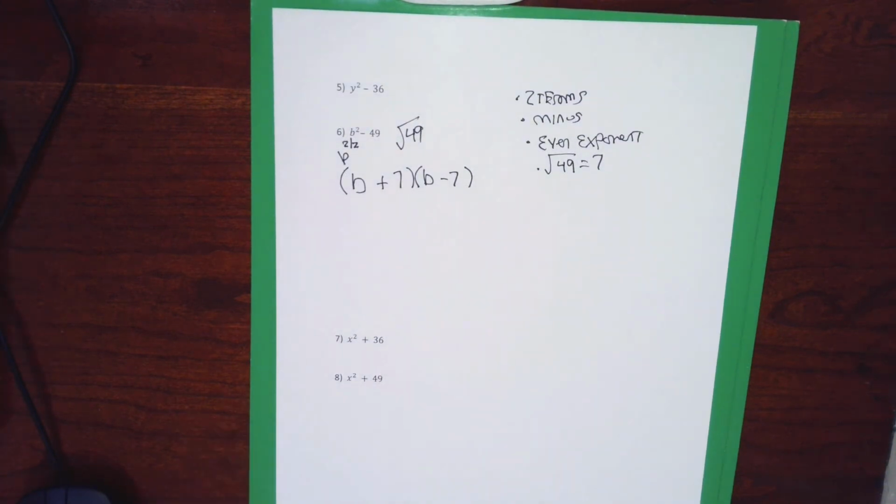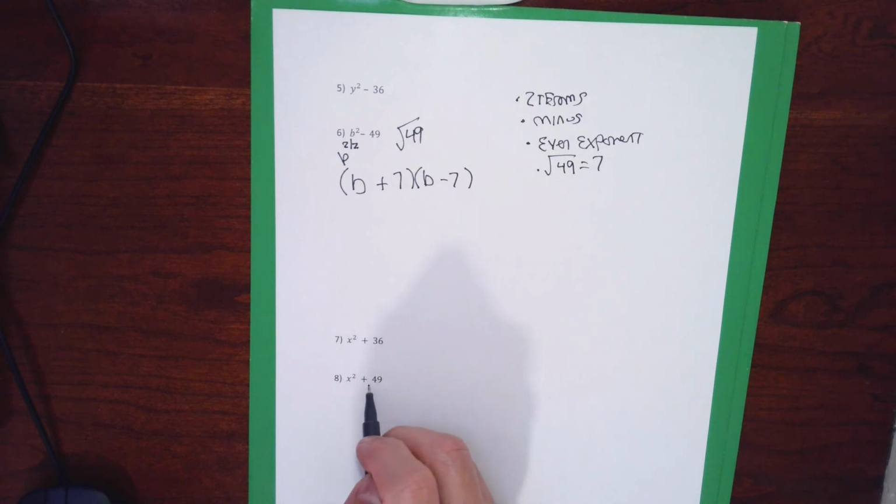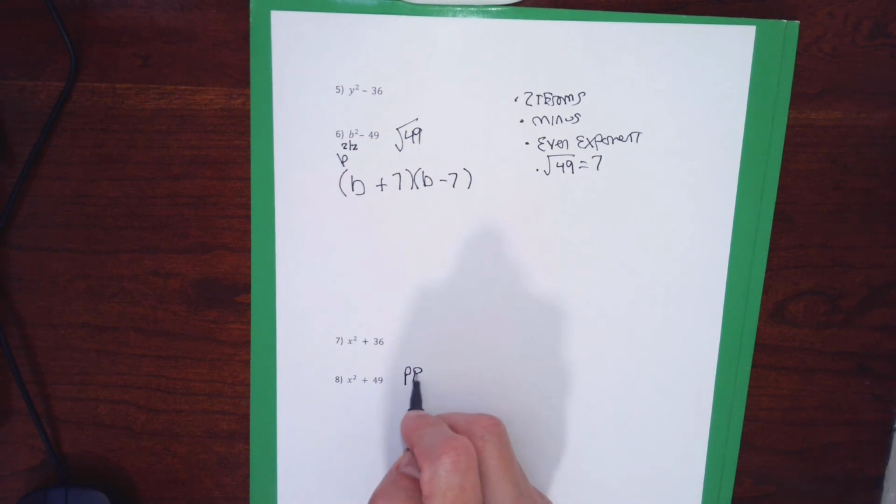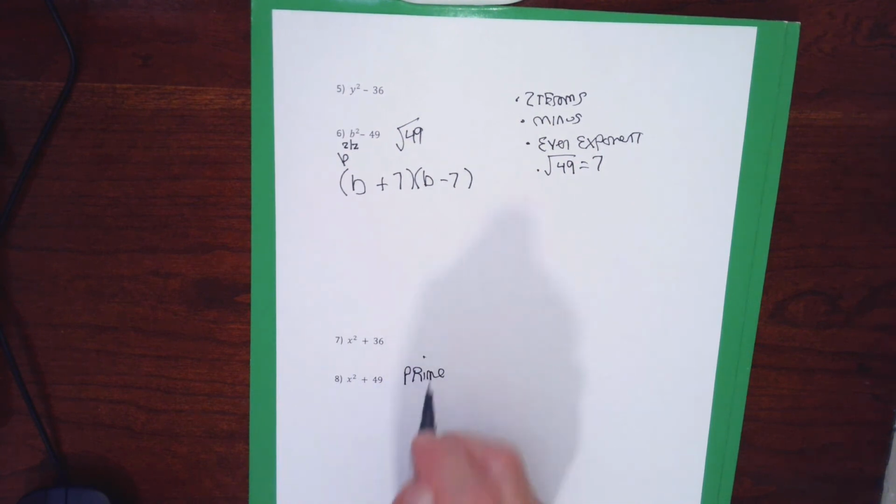Number 8, I changed the letter to x as opposed to b, but this is a sum of squares. Has 2 terms, plus between, even exponent, and 49 is a perfect square. A sum of squares is always going to be prime.